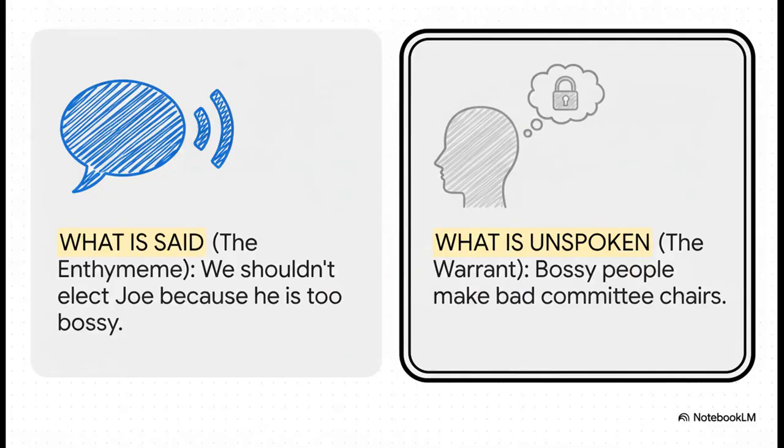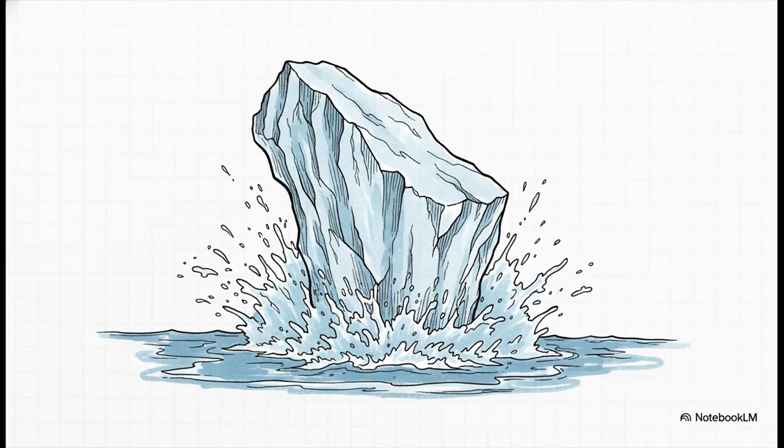And this is where it all clicks. See, when we say, don't elect Joe because he's bossy, we are secretly assuming that our listener already believes bossy people make bad committee chairs. We never say it out loud, but our entire argument is balancing on that one unspoken idea. And this is exactly where good arguments go to die.